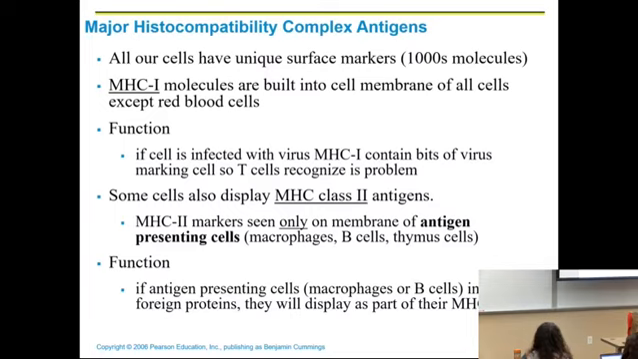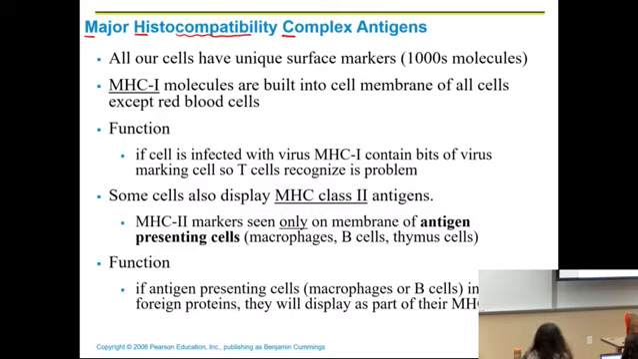This slide just goes through those two different types of MHC molecules. And I think MHC molecule is like a vocabulary term. So you need to know it's a major histocompatibility complex. It tags our cells as compatible with our tissues.